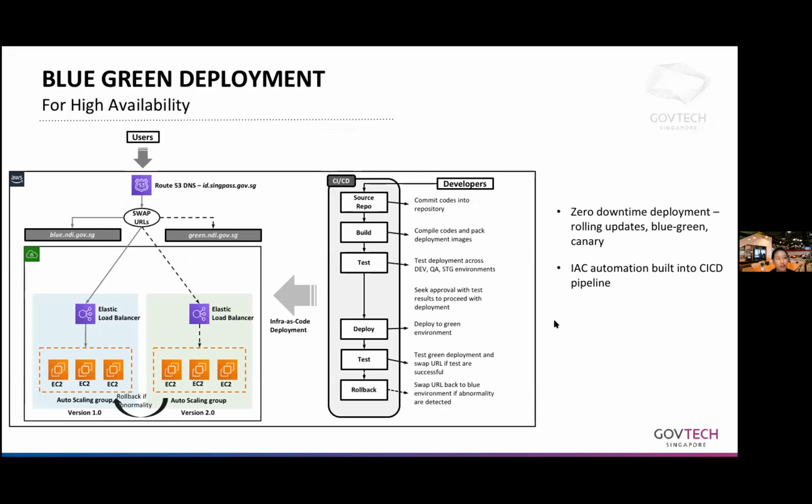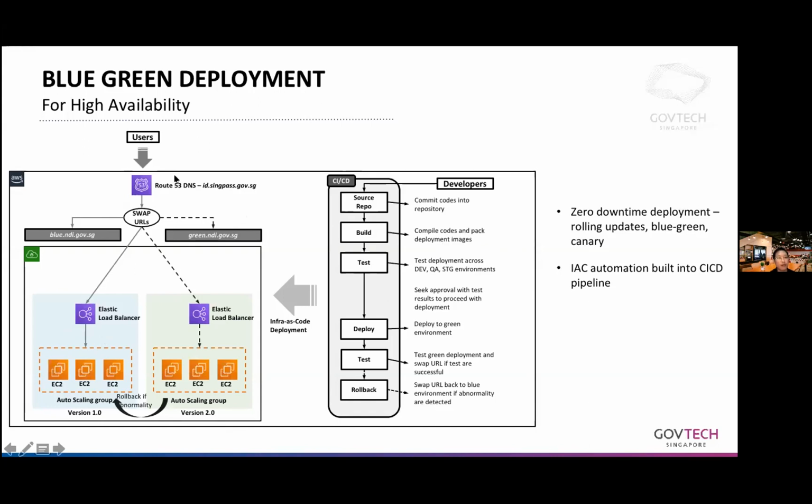As a prerequisite for NDI, all infrastructure setup is driven by infra as code, which is the IaC automation, built into the CI/CD pipeline to test deployment across all environments before we pull the trigger to deploy to the production environment, which is what you see on the screen on the right. Blue zone indicated here, which is the blue side in the blue-green, is the existing running workload, which is running the old version.